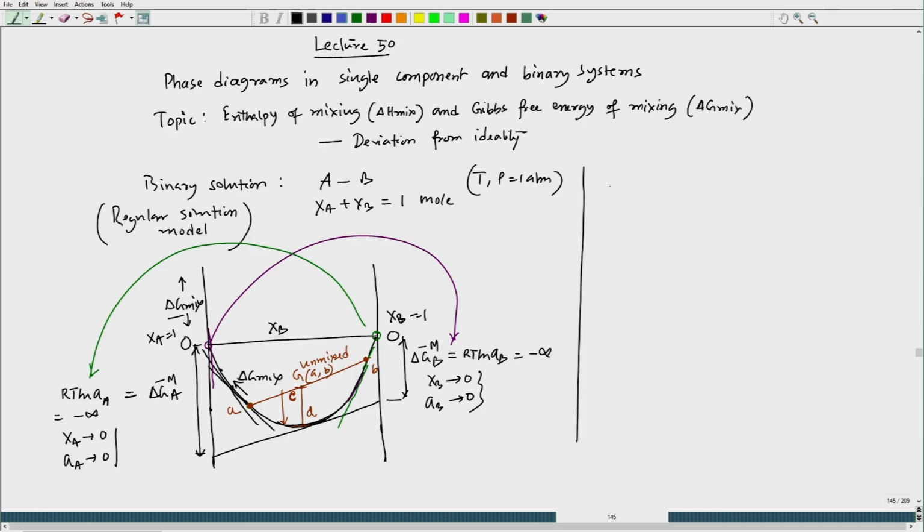Case 1 is delta Hmix equal to 0, alpha equal to 0. Case 2, delta Hmix less than 0, alpha would be less than 0. Case 3, delta Hmix is slightly positive, alpha is slightly positive.